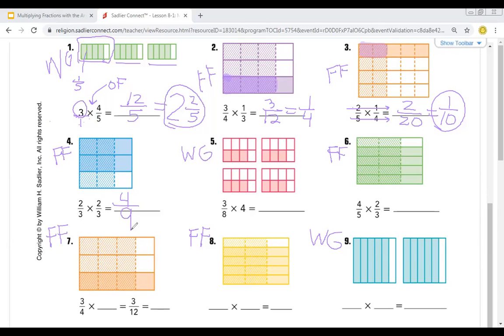Number 5 is not fraction of fraction, it's grouping. So how many groupings are there? There's 4 groupings of what fraction? 3/8. So I would have to count up how many eighths. Each of these is worth 1/8. How many eighths are shaded all together? 1, 2, 3, 4, 5, 6, 7, 8, 9, 10, 11, 12. 12 eighths. Improper fraction.